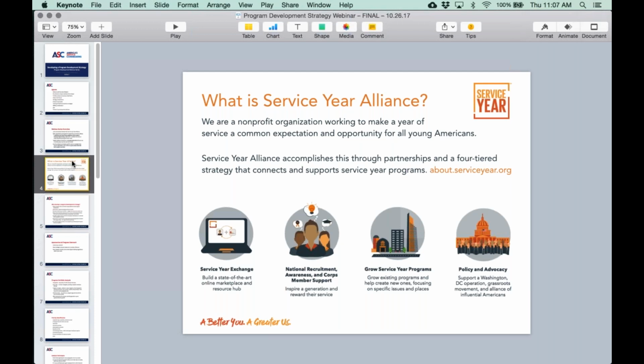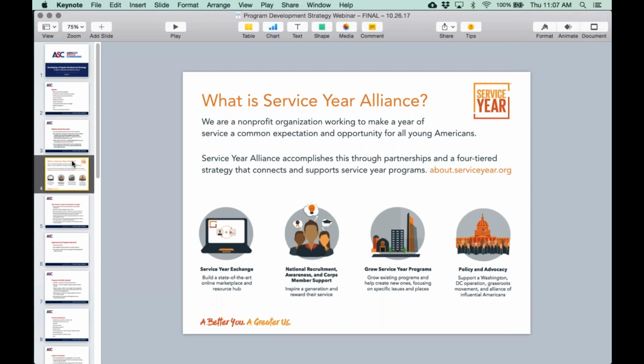So looking at ways to expand and scale existing programs and also identifying opportunities for new programming around the country. And then the final piece, or final bucket, for Service Year is policy and advocacy. So that is really the work that they're doing in Washington, D.C. and around the country to develop policies that support the growth of national service and like programs.